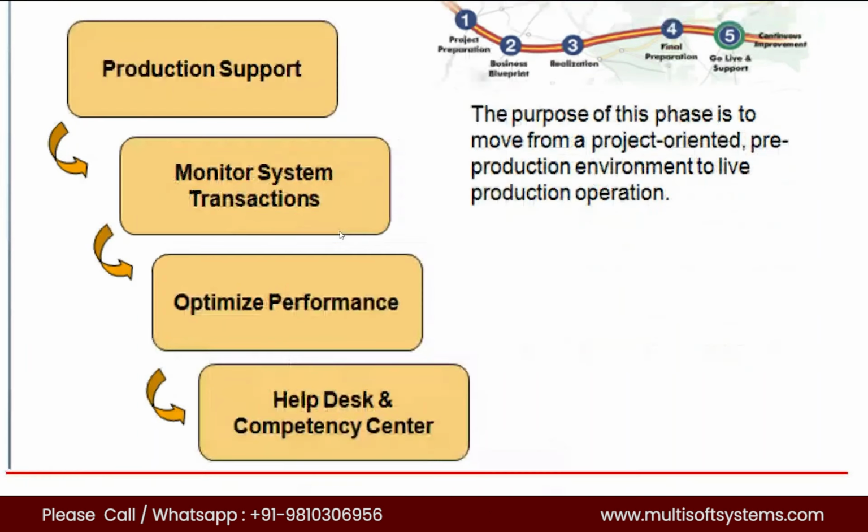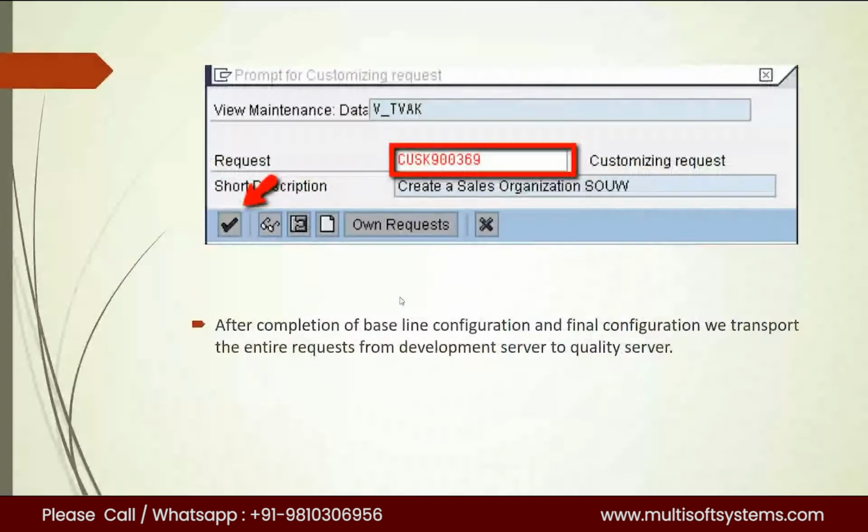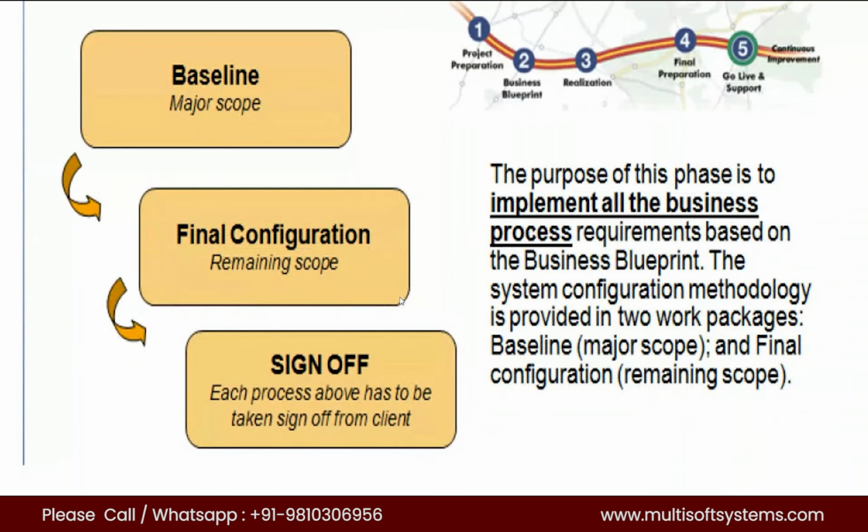Okay, and next is the go live phase. So some fine day, all the changes will be moved to the production system, and the business will start. Final preparation is over once the cutover strategy is done. So in realization, what are the things, Karthik? I think in realization there are only configurations, baseline, final configurations, and sign off.